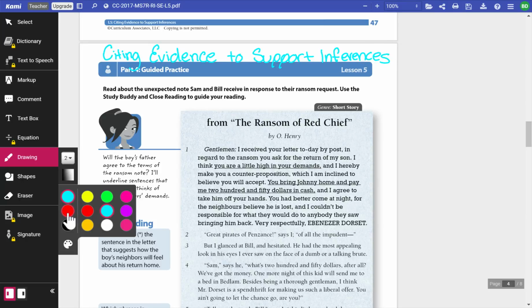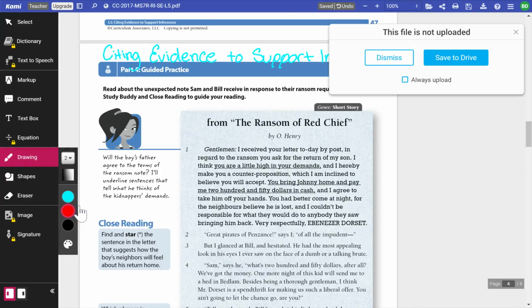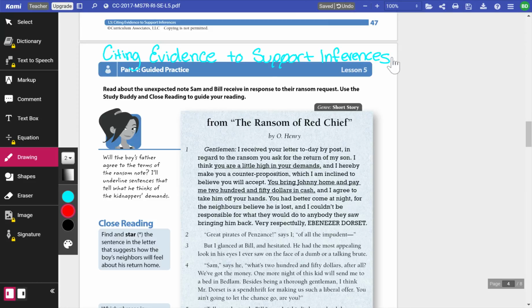Okay, so the next thing we're going to do, like always, is break down the title. So we have citing, which means it's a quote, and I'll put our quotation marks around that. And we have evidence, which means proof. And then we have inferences, which is an educated guess.